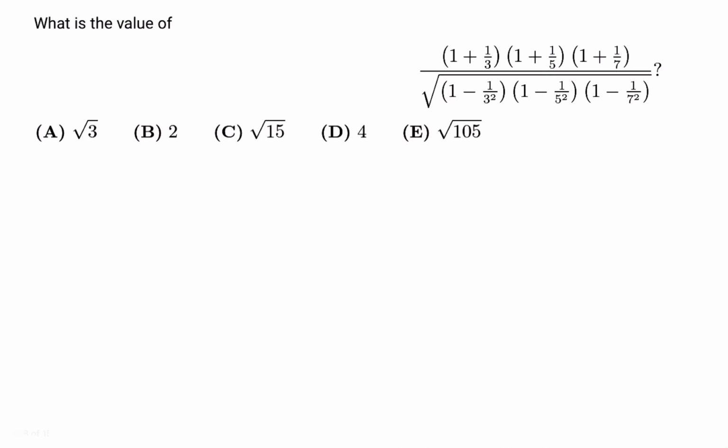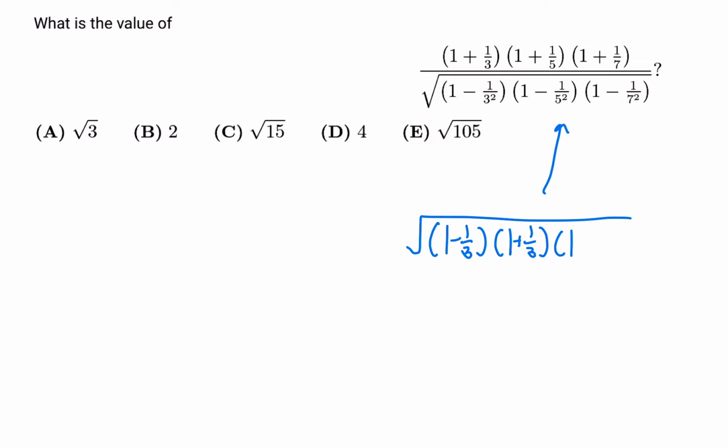What is the value of this thing? So we could just write it all out, but let's try to optimize it. So let's just look at the denominator first. Right away we notice the difference of squares factorization, and that is just 1 plus 1 over 3 times 1 minus 1 over 3 times 1 plus 1 over 5 times 1 minus 1 over 5 times 1 plus 1 over 7 times 1 minus 1 over 7, by difference of squares factorization, because 1 is also 1 squared, and 1 over 7 squared is (1/7) squared.